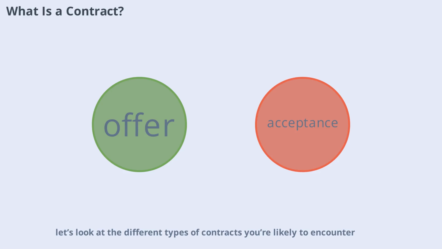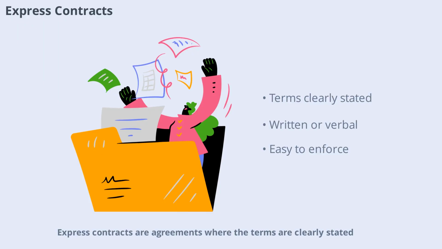Now, let's look at the different types of contracts you're likely to encounter. Express contracts are agreements where the terms are clearly stated, either in writing or verbally. Both parties explicitly agree to the terms, leaving little room for misunderstanding. For example, a written employment contract or a verbal agreement to purchase a car are both express contracts. These contracts are straightforward and easy to enforce because the obligations of each party are clearly outlined.